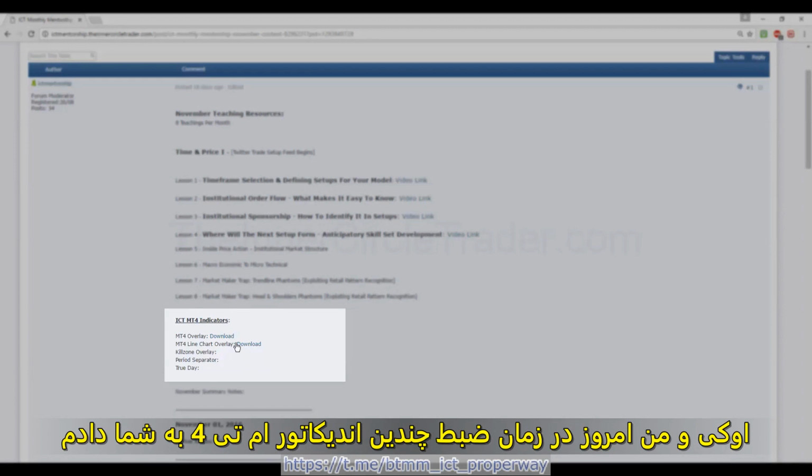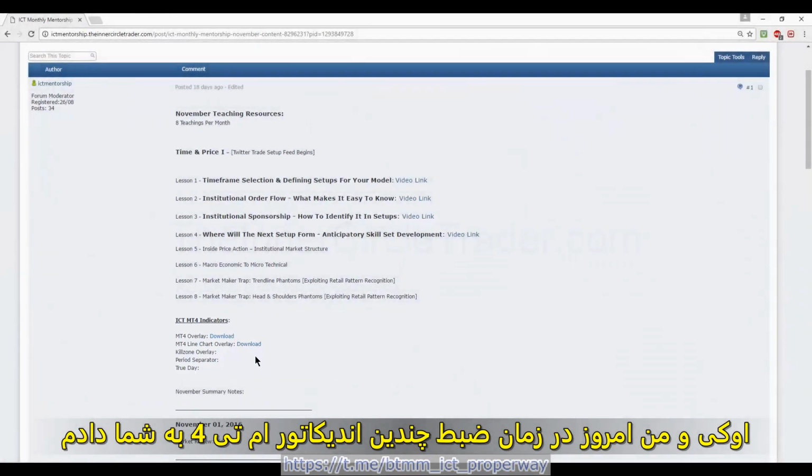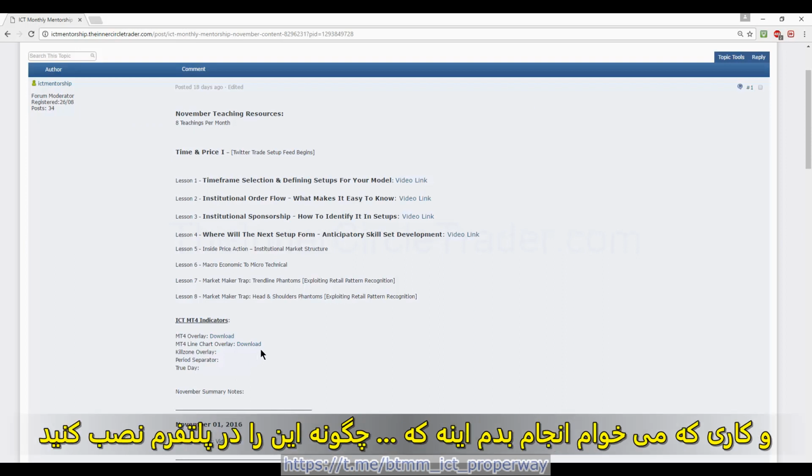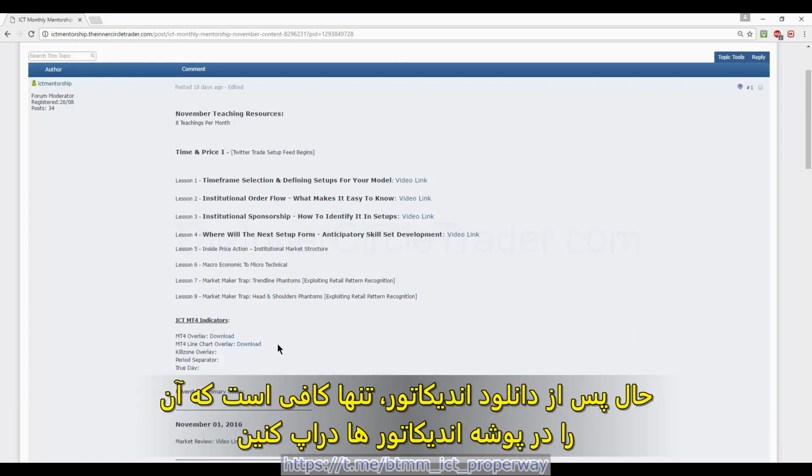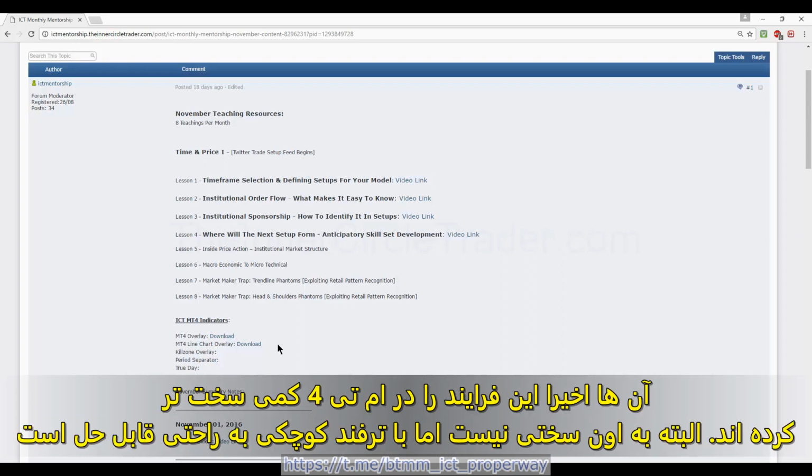Okay, and I gave you several MT4 indicators today at the time of this recording. What we're going to be doing is showing you how to install this on MT4. Now, it used to be where you could just download an MT4 indicator and just drop it in the indicator folder. They have since changed that with MT4 and made it a little bit more difficult. So it's not that difficult, but it's a little bit tricky.